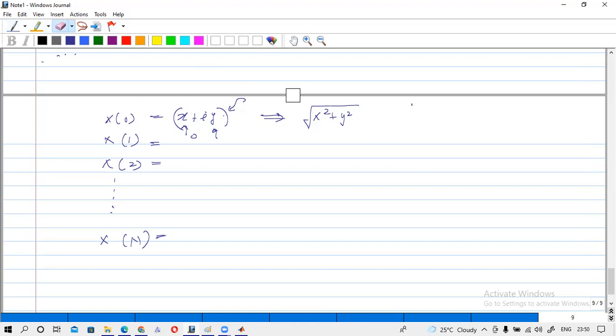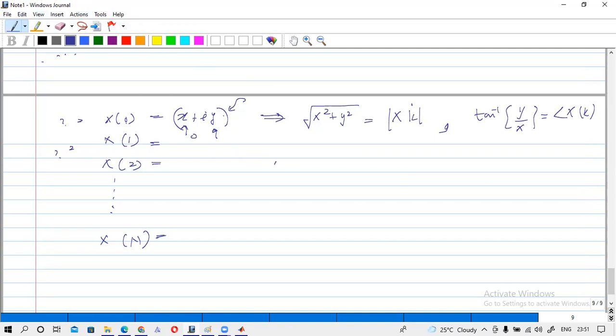So this will be the magnitude of xk. And also you can find the phase, it is tan inverse of y divided by x. So this is the phase of xk. Likewise, for every xk value, you can calculate the magnitude and phase.